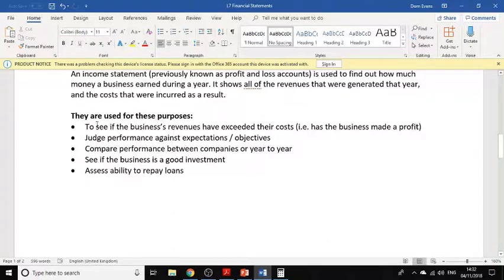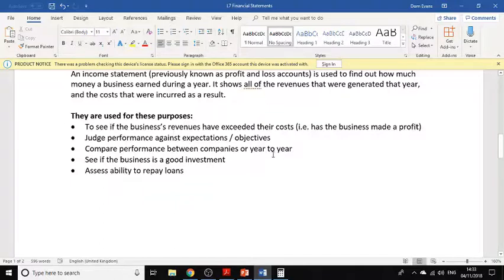So they're used for a number of purposes. Number one, to see if the business's revenue has exceeded the costs. So in other words, has the business made a profit or not? They can be used to judge performance against the expectations, the targets, etc. They can be used to compare performance between companies or from year to year.